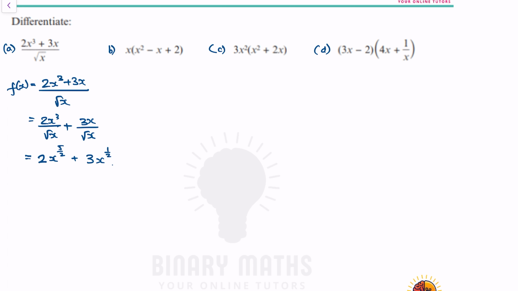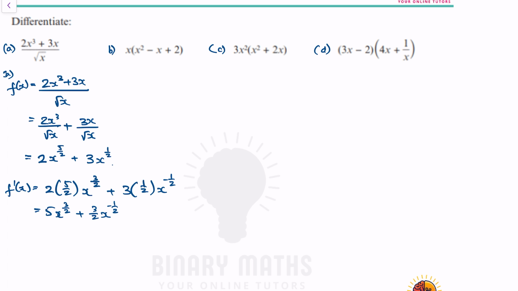Okay, now a lot of students might stop there, but you don't stop there because obviously you still need to differentiate. You just simplified it into index form. So if you differentiate it now, it's 2 times 5 over 2, x to the power of, decrease the power by 1, which is 3 over 2, plus 3 times a half, x to the power of, decrease the power by 1, which is minus a half, which gives you 5x to the power of 3 over 2 plus 3 over 2 x to the power of minus a half. So that was A. Let's just write A here.